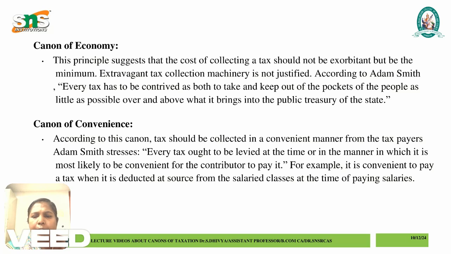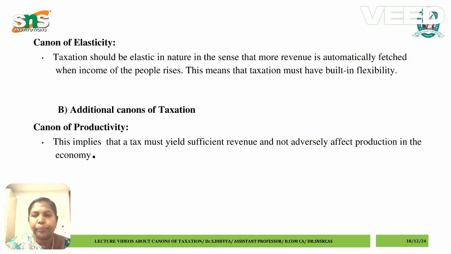Next we will see the canon of convenience. According to this canon, the tax should be collected in a convenient manner from the taxpayer. Adam Smith stressed every tax ought to be levied at the time or in the manner in which it is most likely to be convenient for the contributor to pay it. For example, it is convenient to pay a tax when it is deducted at source from the salaried classes at the time of paying salary.